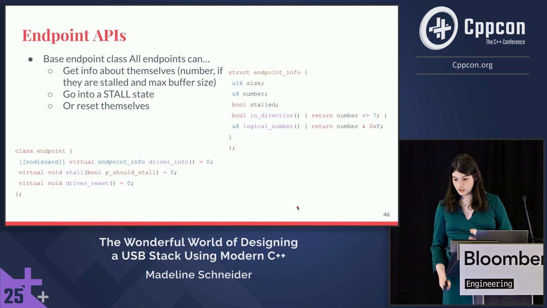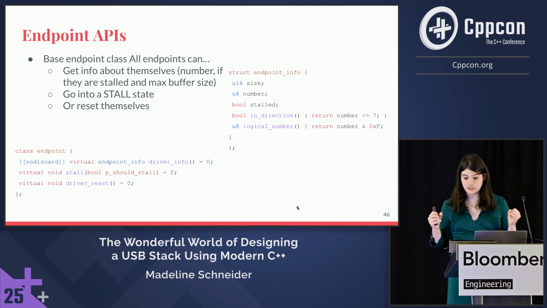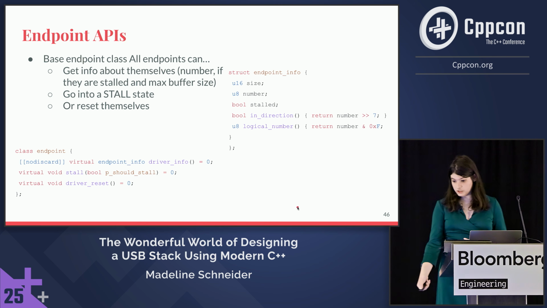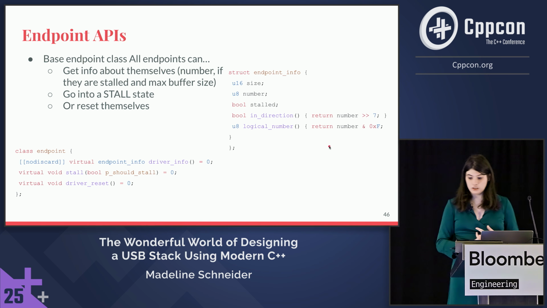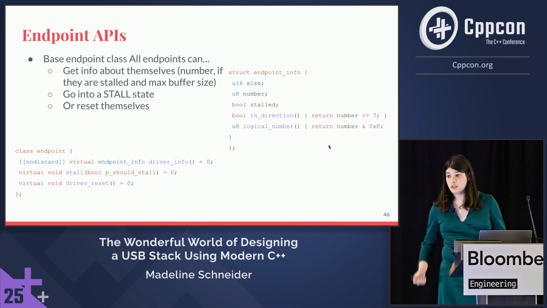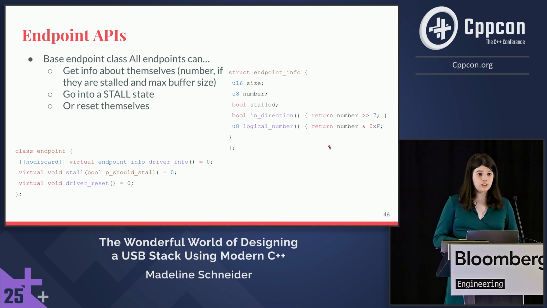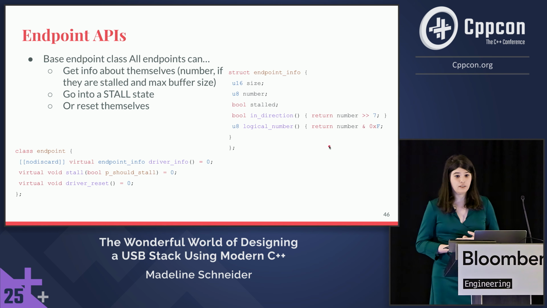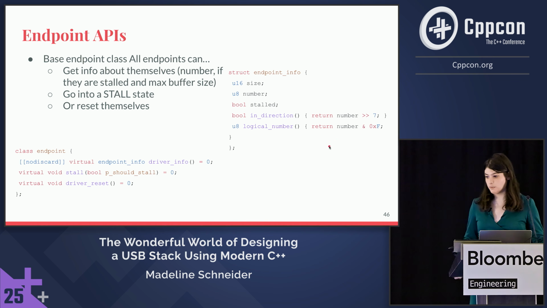Here is the base endpoint class that we have. This is things that every endpoint can do. They can get info. As you can see, here's that little info, which is their direction, their number, how much data they can fit, things like that. They can put themselves into a stall state, which, as I mentioned earlier, means I don't understand, something needs to change. Or they can reset themselves, which differs based on every piece of hardware.